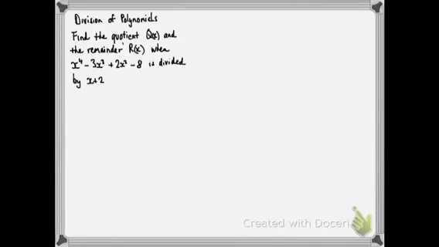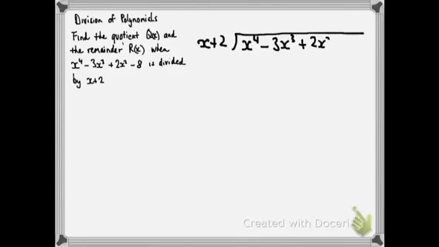Alright, we're now going to use a method called long division, which you may have used for dividing way back in primary school. The same principles you would have used before with long division work when you're dealing with polynomials. So let's set it up first of all, like a division sum. It's x plus 2 into, nice long line here, x to the power of 4 minus 3x cubed plus 2x squared minus 8.